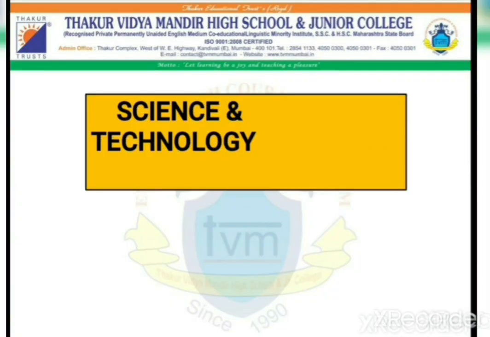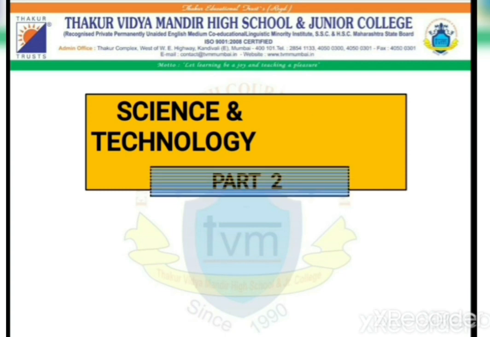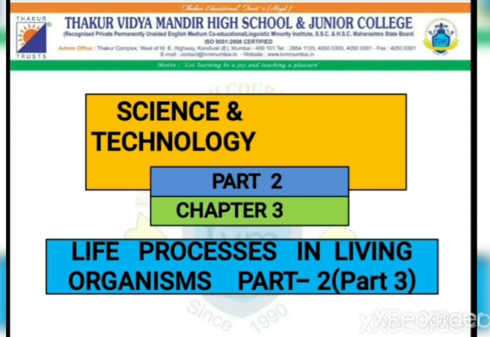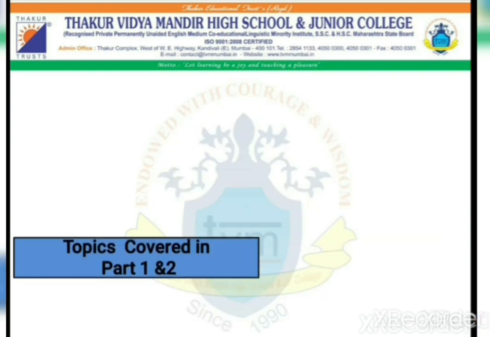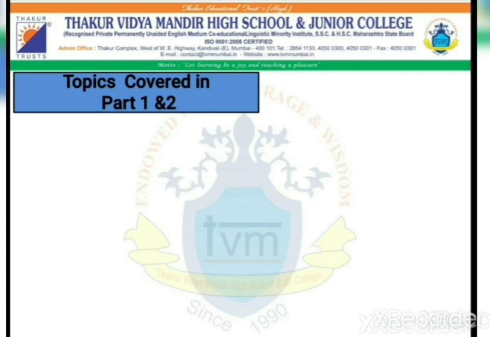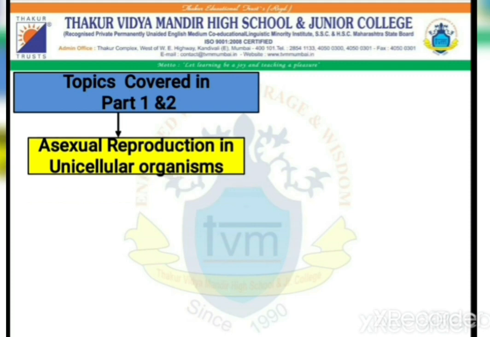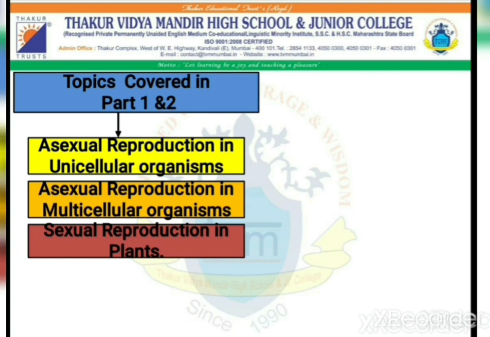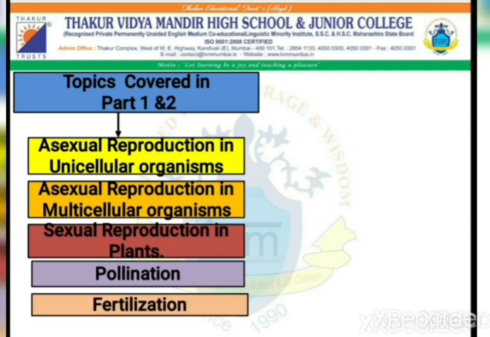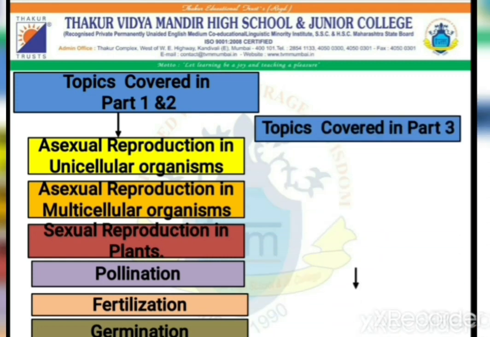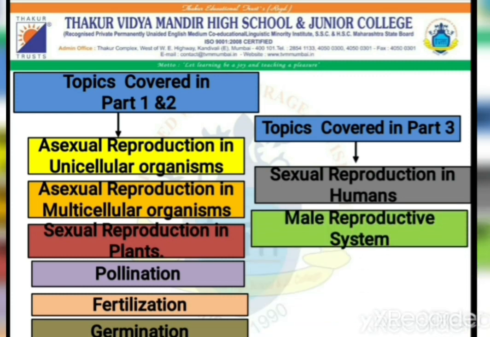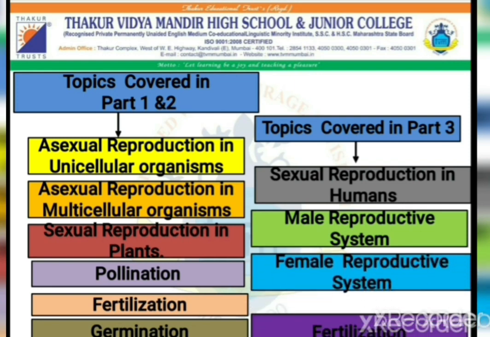Hello students. Today we are going to see the chapter from Science and Technology part 2. Chapter number 3, that is Life Processes in Living Organisms part 2. Students, we have already seen the first two parts of this topic, in which we have covered topics like asexual reproduction in unicellular and multicellular organisms, sexual reproduction in plants, in which we have seen pollination, fertilization, germination. In today's part, we are going to see the topic of sexual reproduction in humans, in which we will be talking about the male reproductive system, female reproductive system, and finally the fertilization.